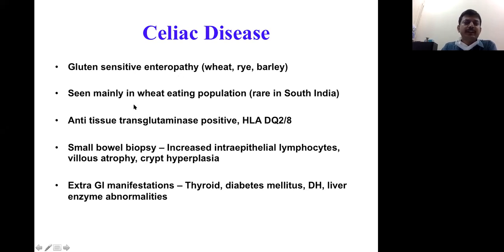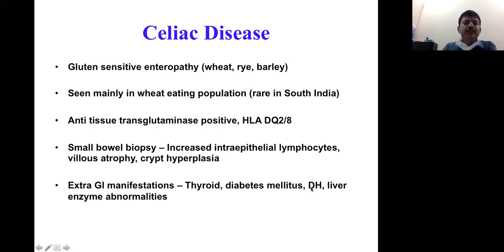The diagnosis is mainly based on a positive TTG along with the biopsy. Biopsy will show raised intraepithelial lymphocytes, villus atrophy and crypt hypoplasia. Most of these patients also have HLA DQ2/8, which is the predisposing HLA for celiac disease. Apart from GI manifestations, they may also have extra-GI manifestations like thyroid disorders, diabetes, and skin manifestations like dermatitis herpetiformis. They may also have liver enzyme abnormality.